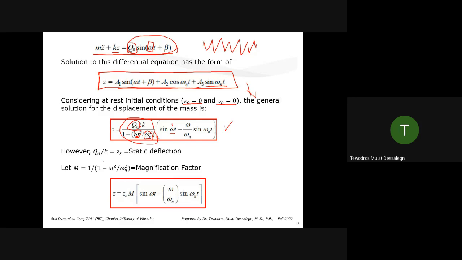However, Q naught by K is equal to Zs. Q naught is the maximum. When you have this expression at the top in the forcing frequency, Q naught sine omega t plus beta, Q naught is the amplitude, the maximum force acting on the foundation. So that force divided by the stiffness is the static displacement, or it's called static deflection.